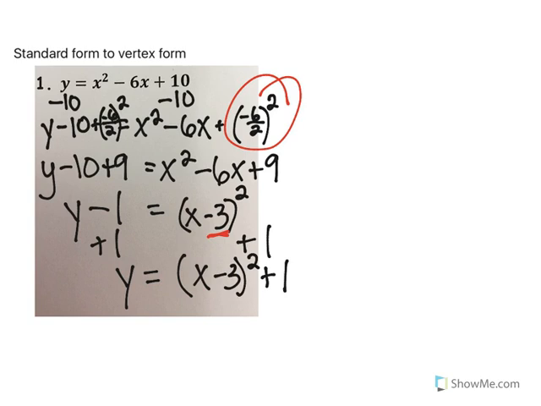It is in vertex form, h and k. Remember how it's like negative h comma k? Well, tell me, what is my h and what is my k? Negative 3. Why is it positive 3? Opposite sign of what's in parentheses. What's my k? 1. Good.